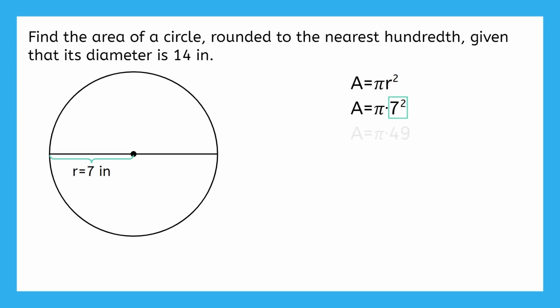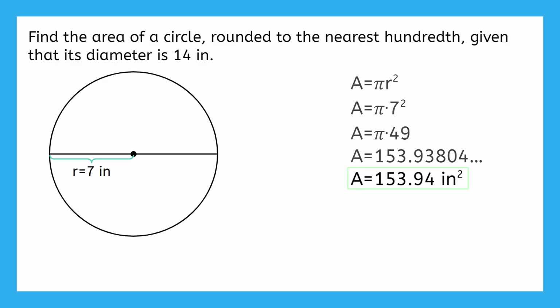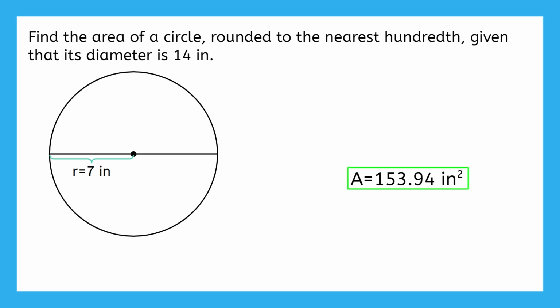This would give us an area of pi times 49. This is the limit of what we can calculate by hand. If you haven't already, go ahead and put this into your calculator now. Did your calculator give you back this approximation? We have just a little bit left to do. Go ahead and round this answer to the nearest hundredth and give it the proper units label. Your final answer should be 153.94 square inches.